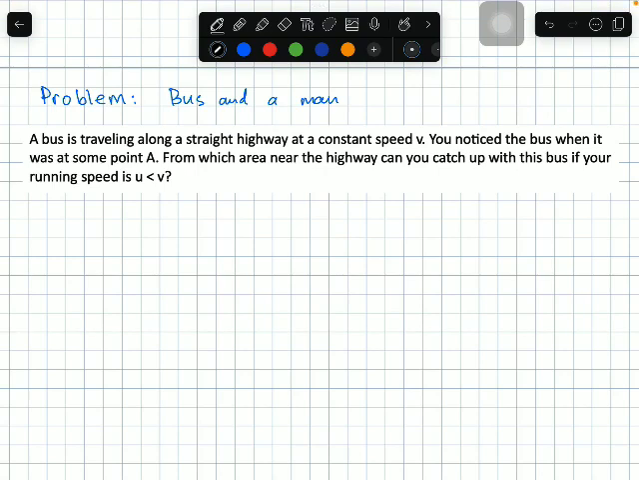Hello everyone. There is another interesting problem that I wanted to share with you. It explains how to use the vectors of speed to solve these kind of problems.